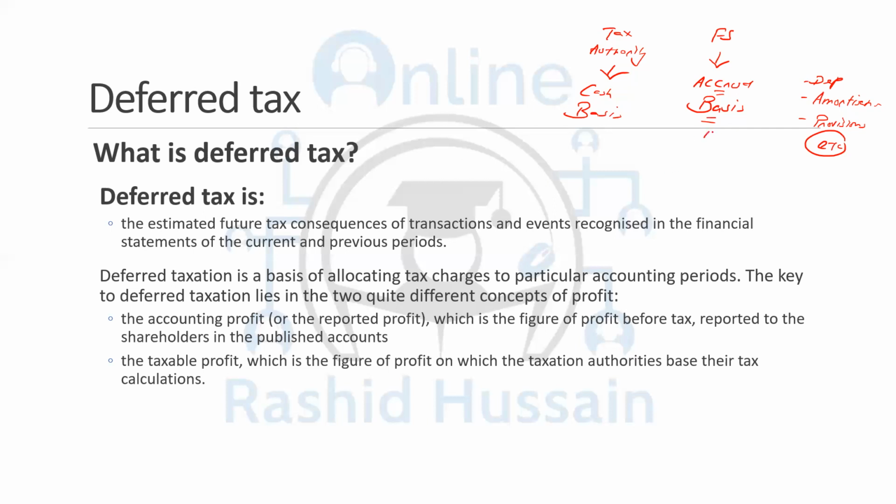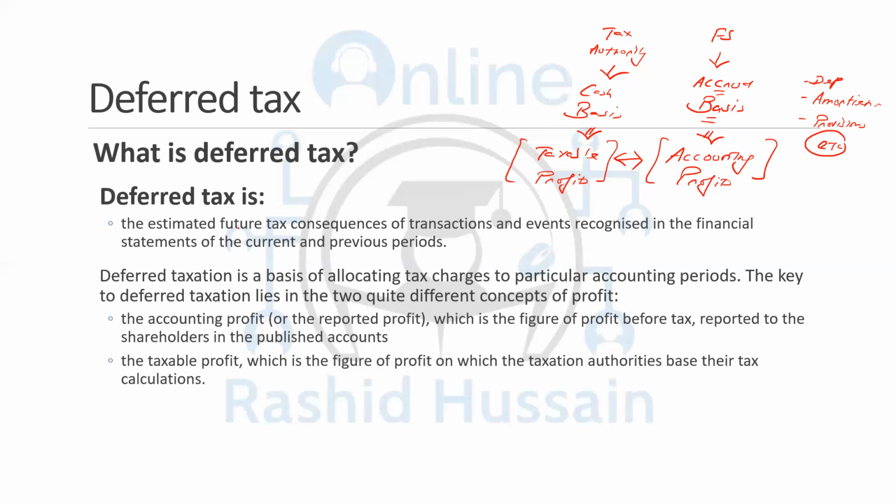So based on the accrual basis, you are calculating the accounting profits. And based on the cash basis, after doing the adjustments, you will be calculating the taxable profits. Using the cash basis, which the tax authority is dealing with, you will have the taxable profits. Now, there will be a difference between these two, and this will give rise to differences. And there will be future tax consequences due to the difference between the accounting profits and the taxable profits.